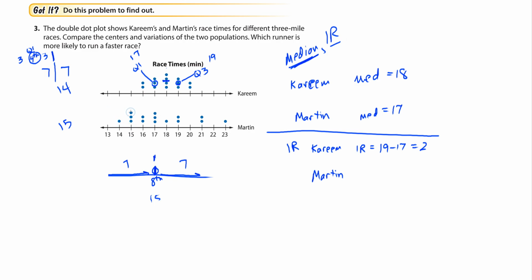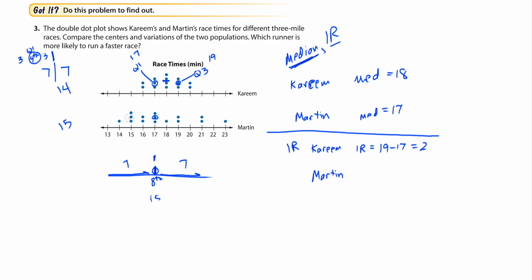1, 2, 3, 4, 5, 6, 7, 8. This is the median. And then there are 7 numbers. Yeah, I have it right here. 7 numbers. So if we think about that, that's 7 on either side. That's the same thinking as here.